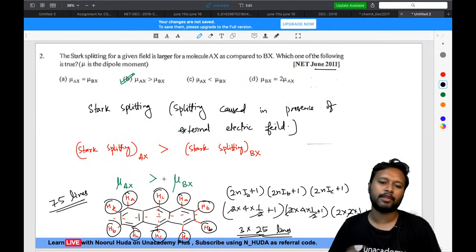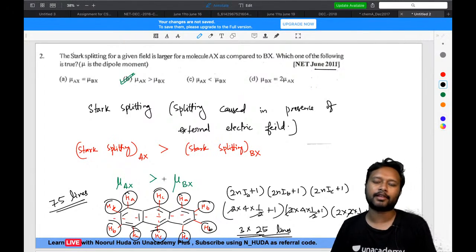So this is how you do. Generally कोई भी aromatic molecule हो उसमें we do like that only because there is a resonance which is possible in the molecule. ठीक है, so 75 lines should be the answer.